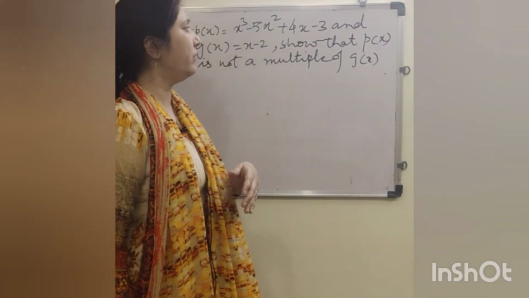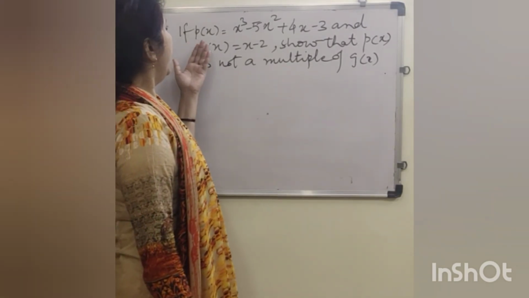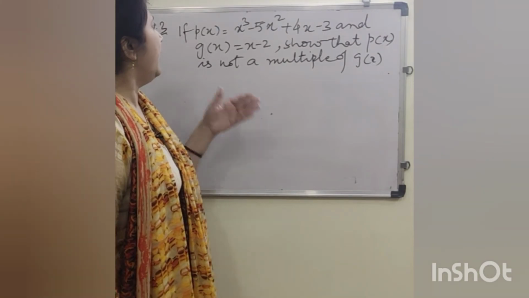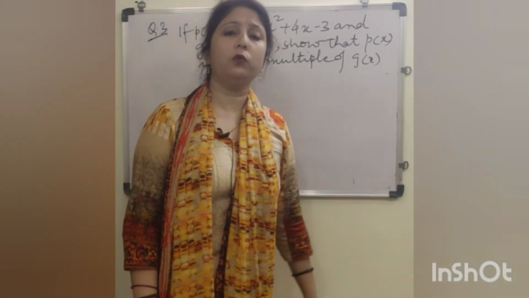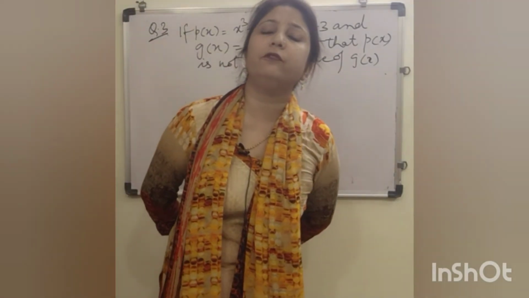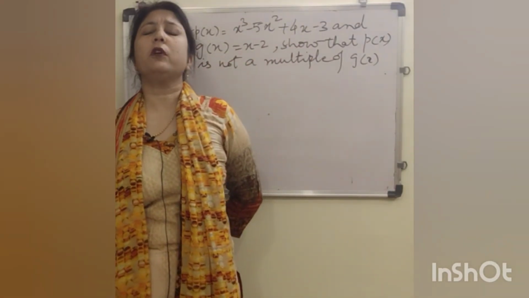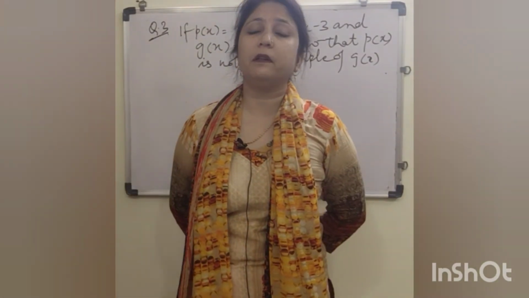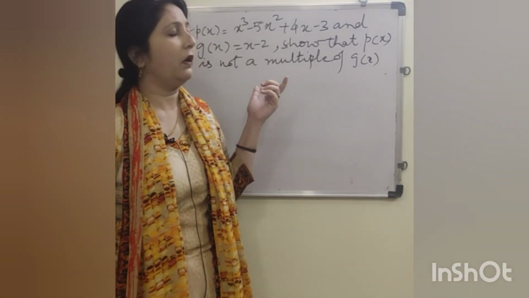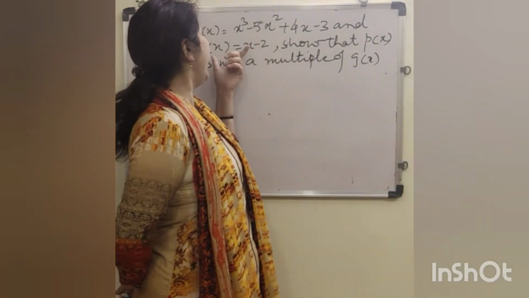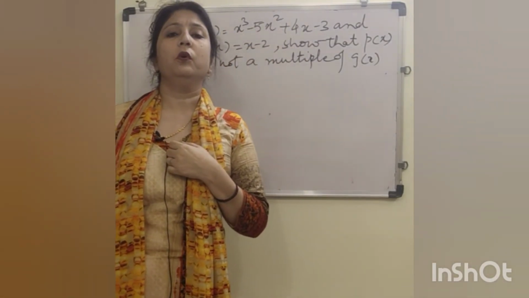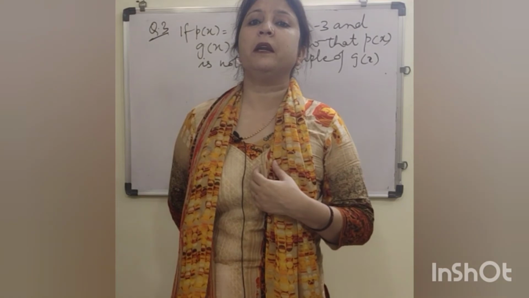Here is another question, different type rather. If P(x) is x cube minus 5x square plus 4x minus 3 and G(x) is x minus 2, you have to show that P(x) is not the multiple of G(x). Children, just recall the concept of factors and multiples. You will be able to understand what this question means. It means that when you divide P(x) by G(x), that is x minus 2, you will not get remainder as 0.